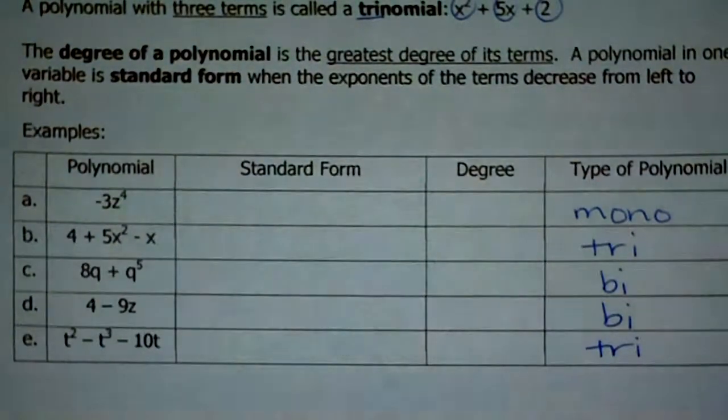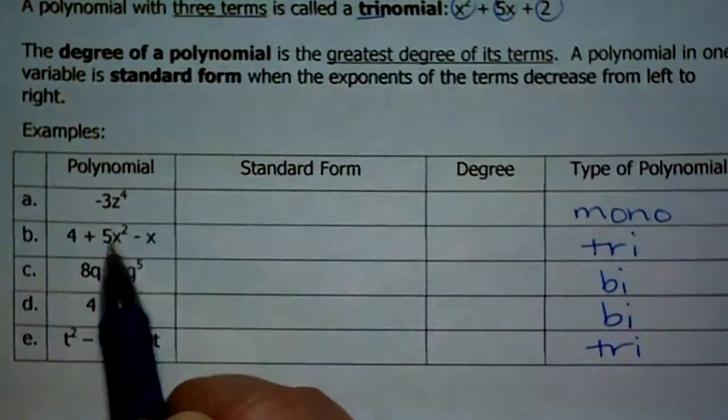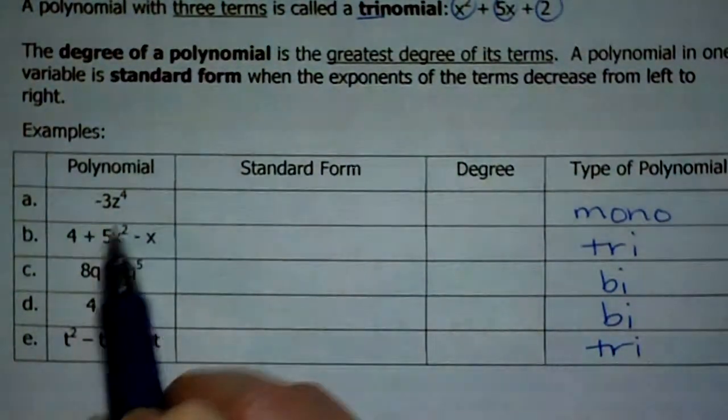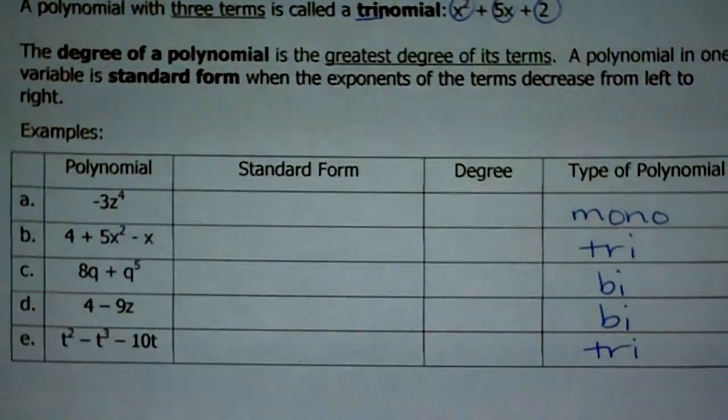So again, all you have to do to figure out what type of polynomial it is, is count the number of terms. Count the number of monomials, and they're separated by these addition and subtraction signs. So this would not count as two separate monomials. This is one because it's 5 being multiplied by the x squared, not added to.